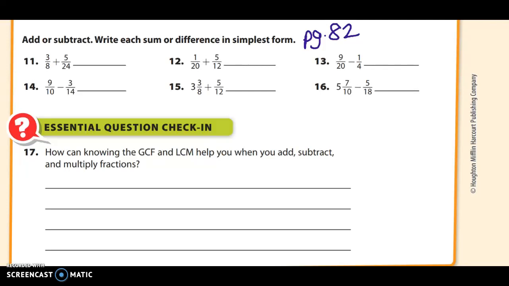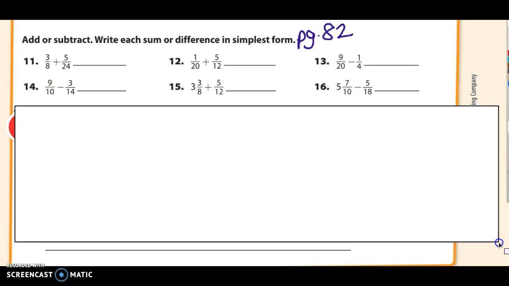Okay, we're on page 82. This is the bottom of page 82. We're going to do numbers 11 through 17. And the first few we're going to add and subtract, and then we're going to summarize what we learned about using the greatest common factor and least common multiple when solving adding and subtracting problems.